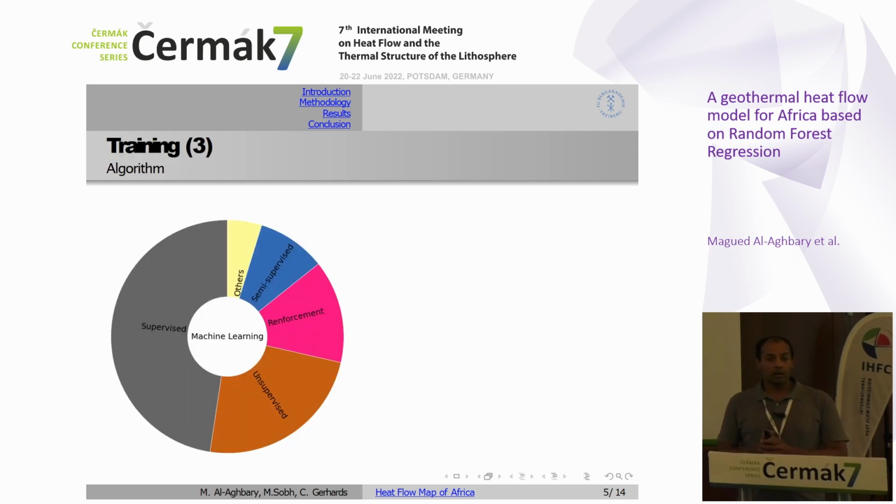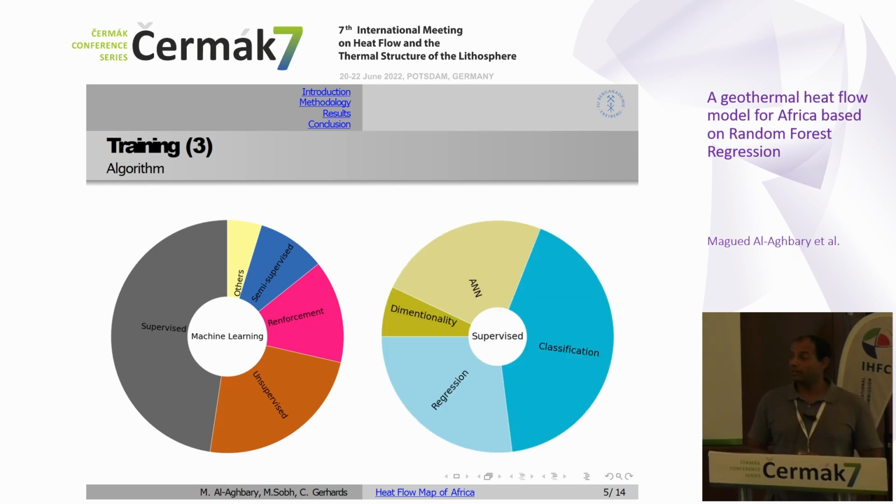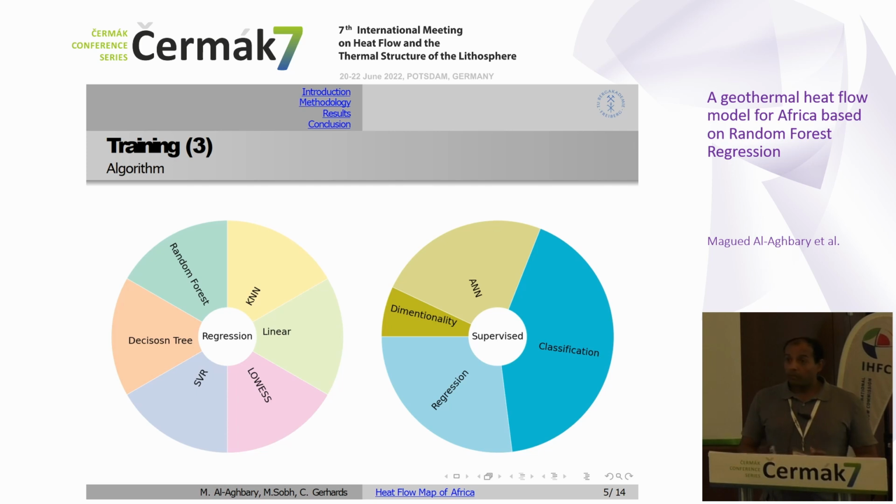Then comes the choice of algorithm. I have already mentioned that our data is labeled. In machine learning lingo, it means supervised data. And beneath this category, we can do several things with this data, like regression, classification, and so forth. In our case, we use regression. Of course, we can do some sort of classification, but it's out of scope of our study. To name a few, those are some of the algorithms that can be used with regression. In our case, we used random forest regression.